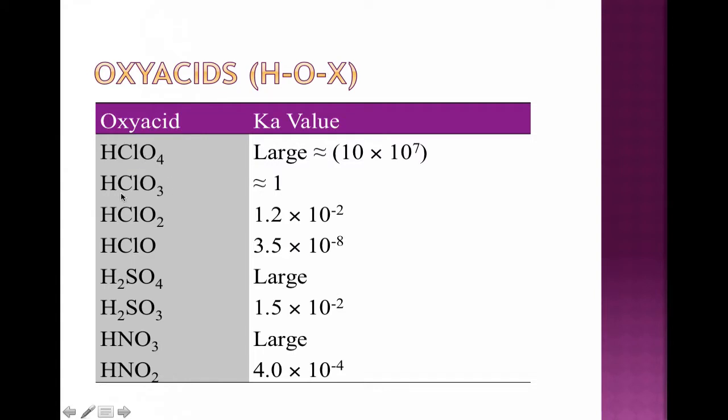And I have some diagrams of this that'll kind of help explain it. We have sulfuric acid here, which has a large Ka. We know the first proton on sulfuric acid is a strong acid. And then we have sulfurous acid, and we can see that the Ka drops significantly. So anytime you lose the number of O's, the Ka value drops and the acid becomes weaker.